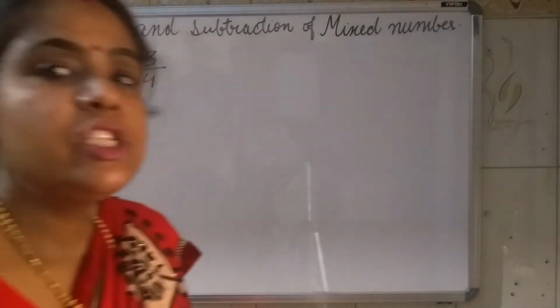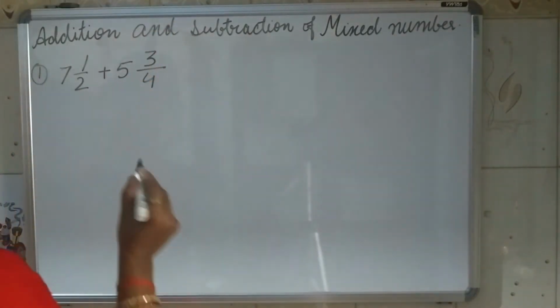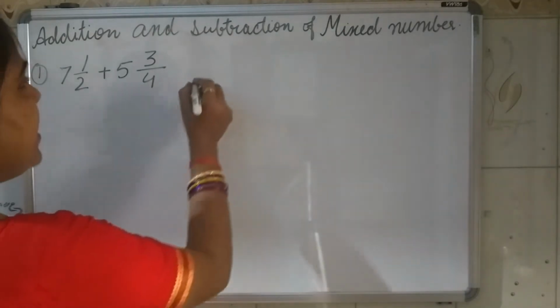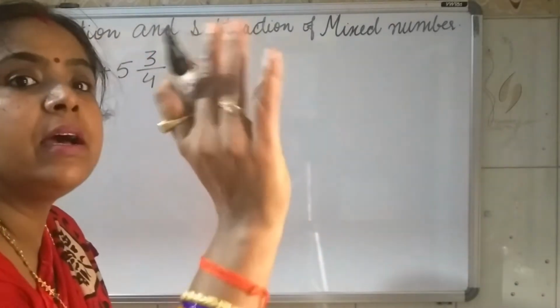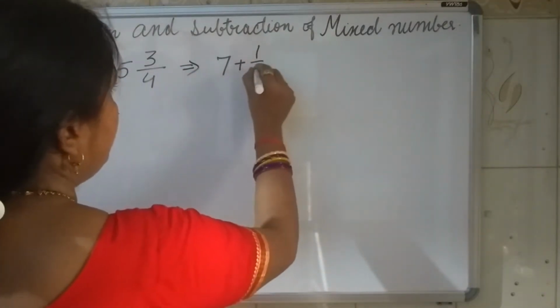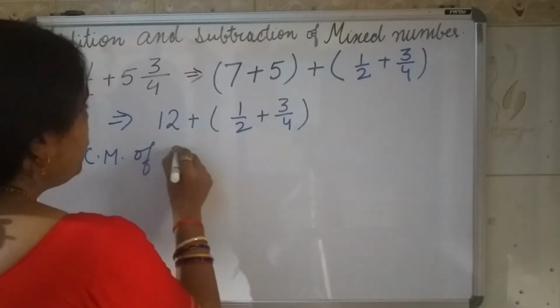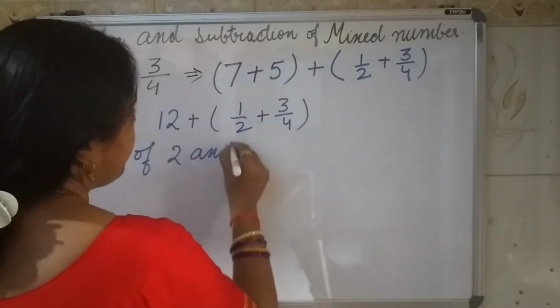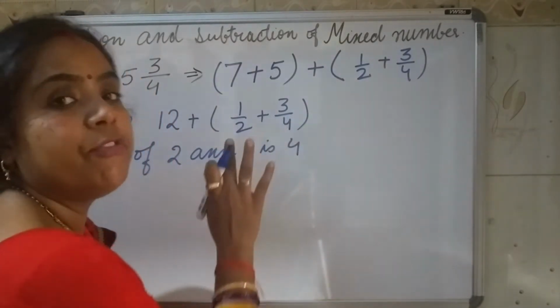The next topic is addition and subtraction of mixed numbers. In this case, this is a mixed number, and as we know, a mixed number is the combination of a whole number and a fractional number. So 7 plus 1 by 2, this is one number, plus 5 plus 3 by 4. Why 4? Because 4 is a multiple of 2.